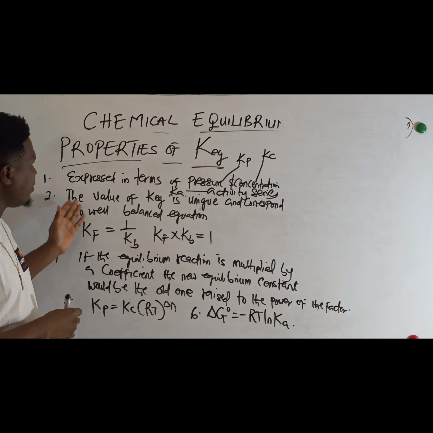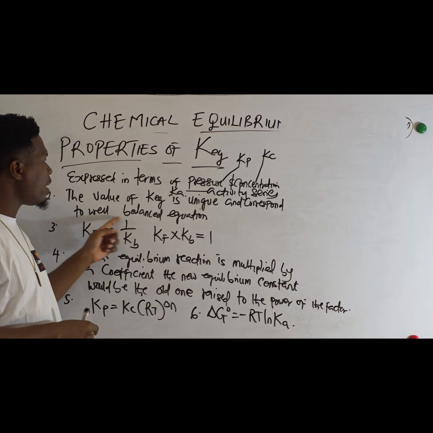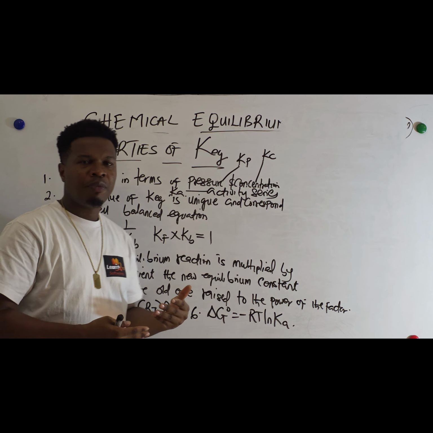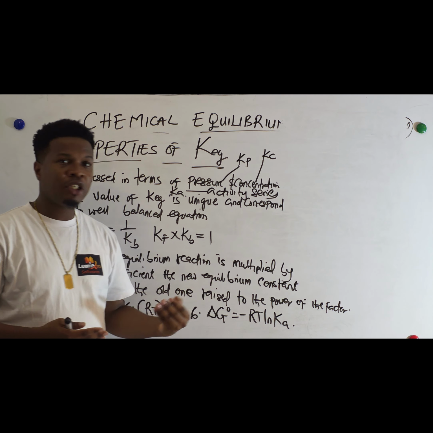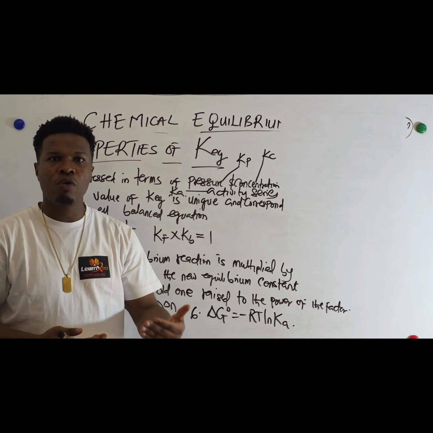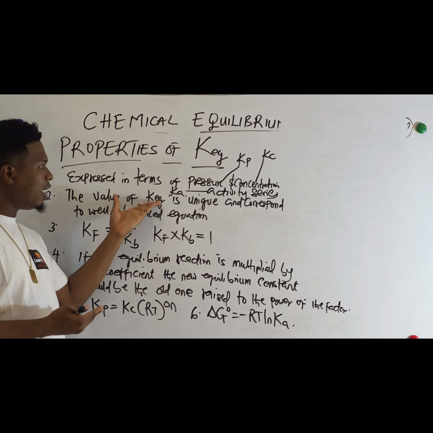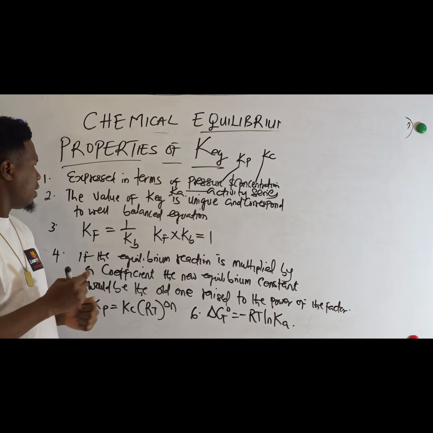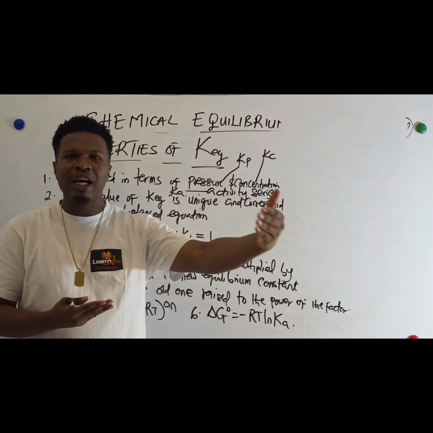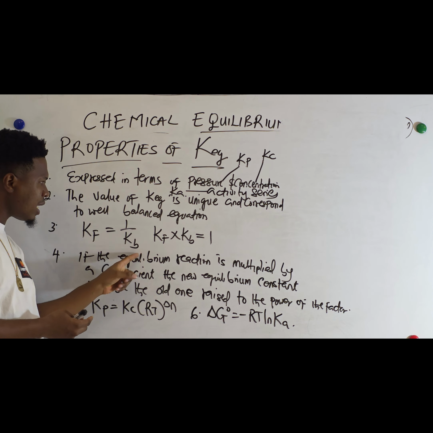Number 2 is that the value of the equilibrium constant is unique and corresponds to a well-balanced equation. Just like we did in the previous videos, you cannot write the equilibrium constant without balancing the equation. A well-balanced equation is unique to the value of the equilibrium constant. Now number 3 is that the equilibrium constant for the forward reaction is inverse to the equilibrium constant for the backward reaction.